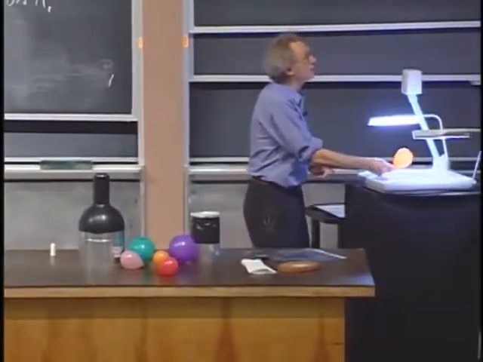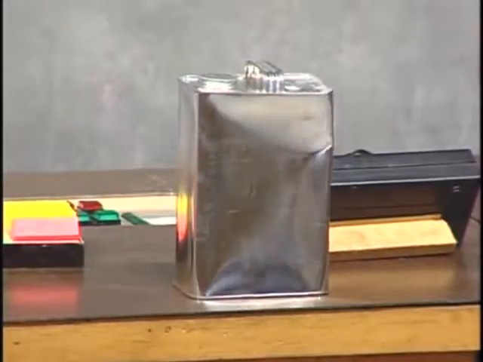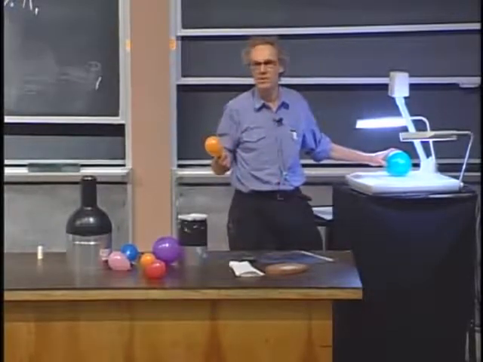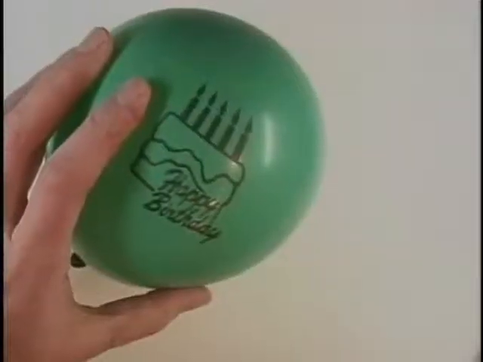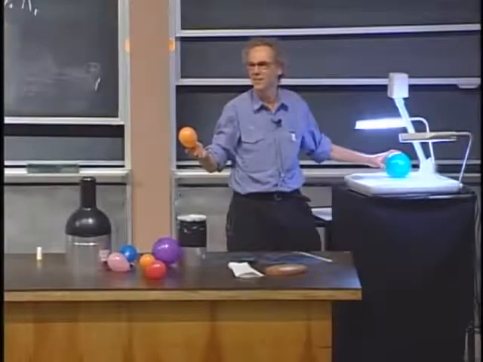Here's a balloon. And here's a balloon. Anyone's birthday today here? Must be someone, 200 kids, not kids, 200 grown-ups. Someone must have a birthday. 50% chance. No one's birthday?